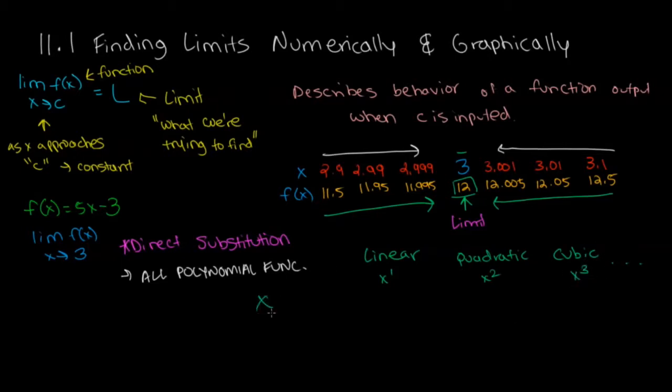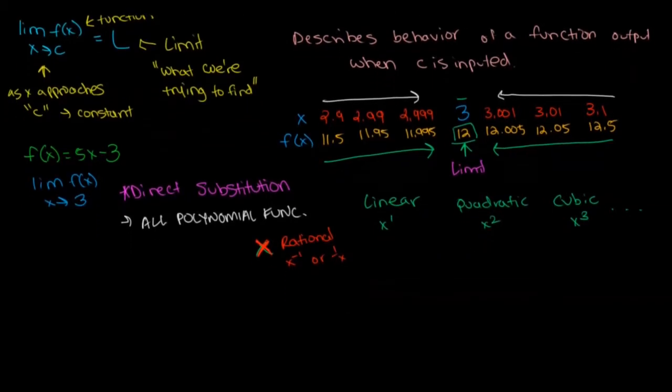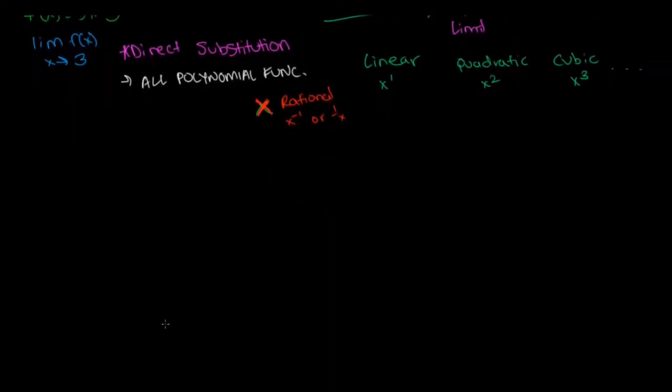What we cannot have, however, is rational functions. Rational functions are going to be x to the negative 1 or 1 over x, or some sort of play on this basic unit we have here. And we'll use a rational function right now to see why we can't use direct substitution when we're trying to find the limit of it. So we have the rational function f of x is equal to x cubed minus 8 over x minus 2.